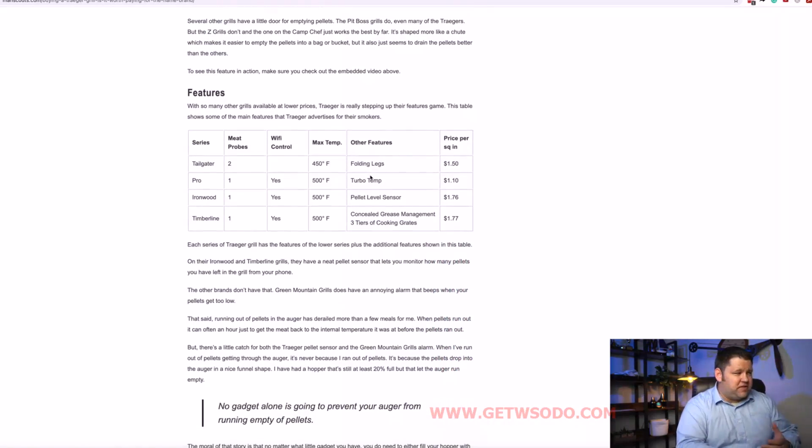What are some of the features that these different grills have? And then I still show this price per square inch here on the side just so you can compare. As you move up in the Traegers, with these new features, your price per square inch goes up like this. So you can see essentially what you're paying for those extra features.